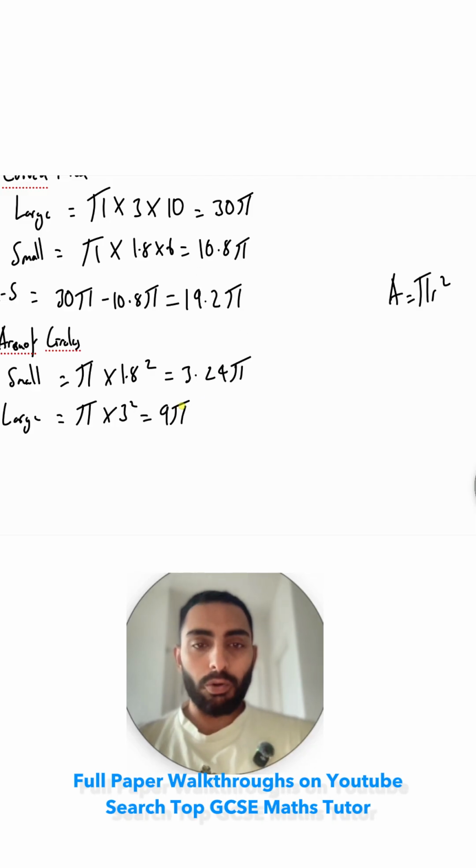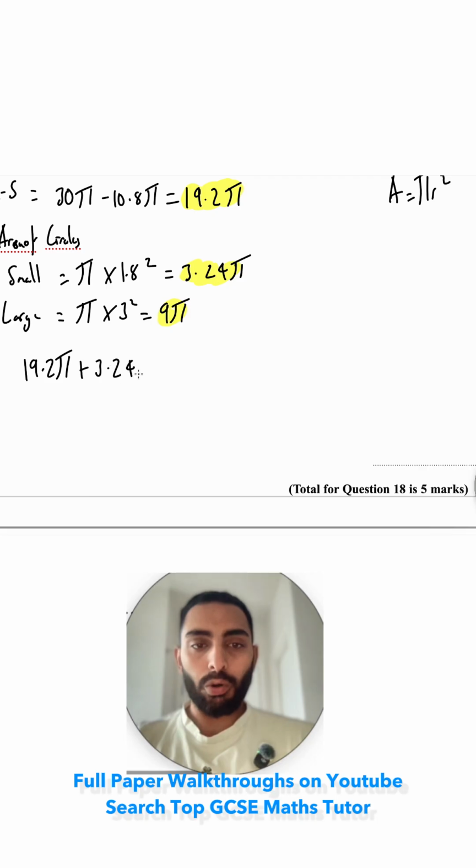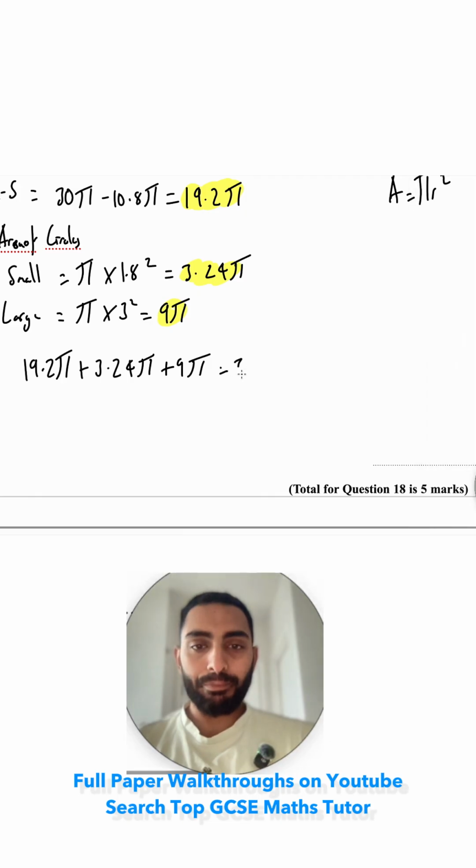I just need to add up all of these. I've got the areas of the two circles, and I've got the area of that curved bit. So 19.2 pi plus 3.24 pi plus 9 pi. 19.2 plus 3.24 plus 9 is 31.44, so it's 31.44 pi.